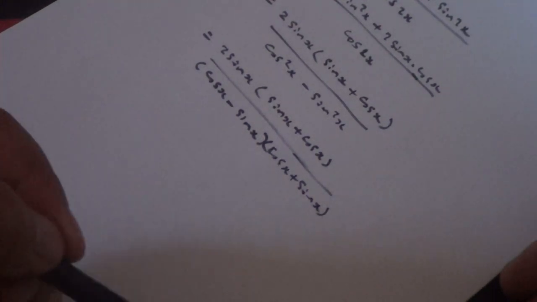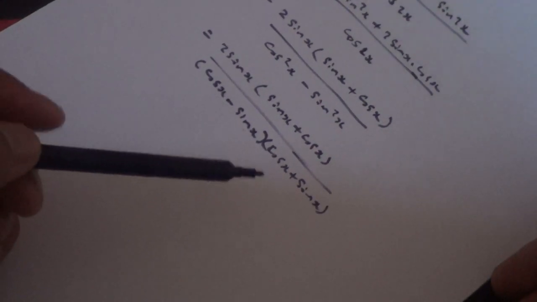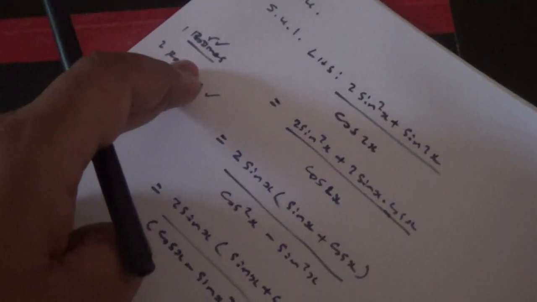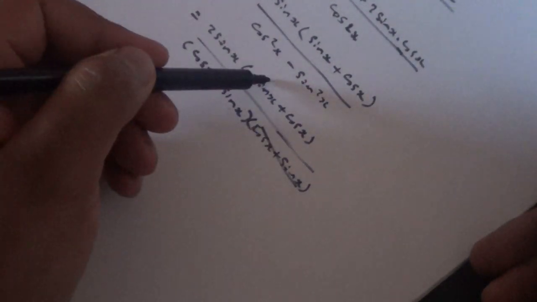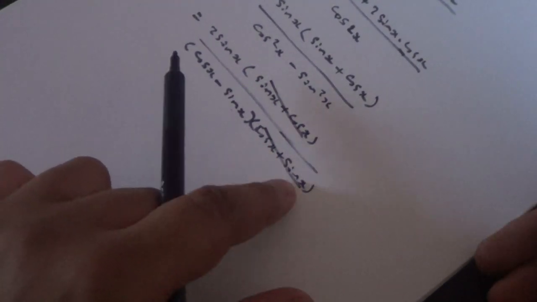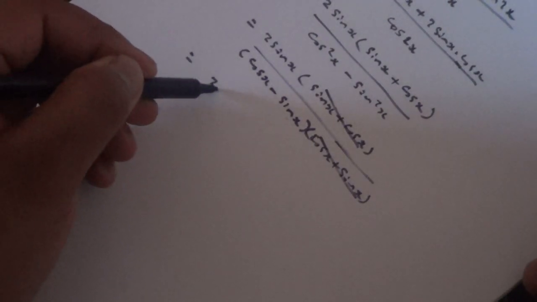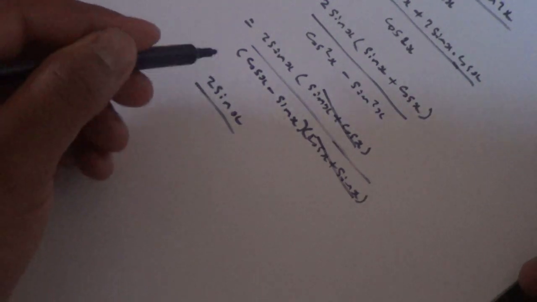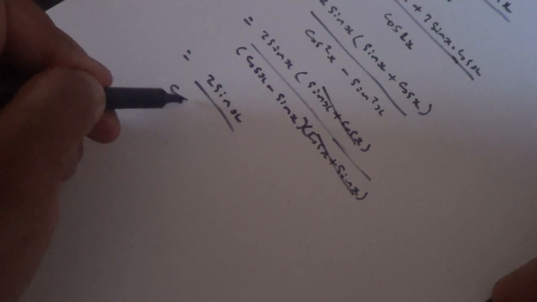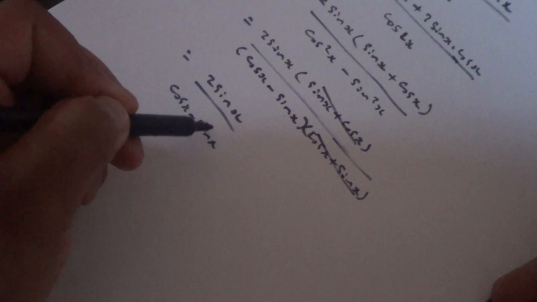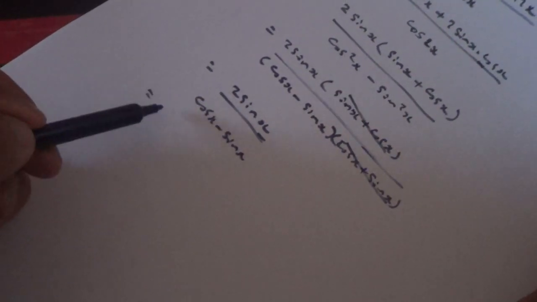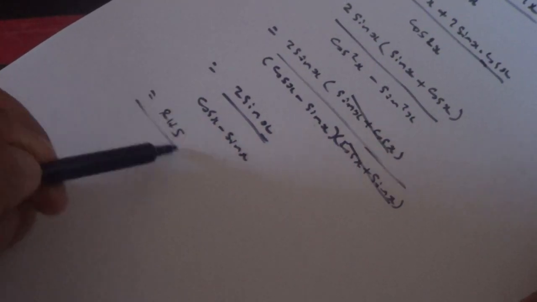One bracket is positive, one bracket is negative for the same factors. Now you can say, well, BODMAS, can I take out any factors? Yes, cos x plus sine x or sine x plus cos x, I mean, this is more or less the same thing, so it can go out. And what you are left with is 2 sine x divided by cos x minus sine x. Is it not what you're supposed to prove? Yes, that is the one.